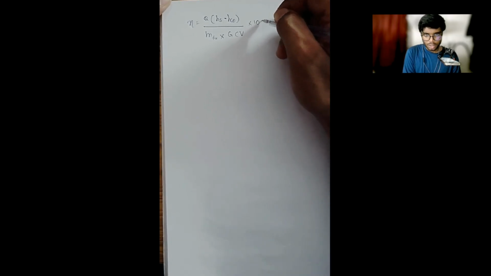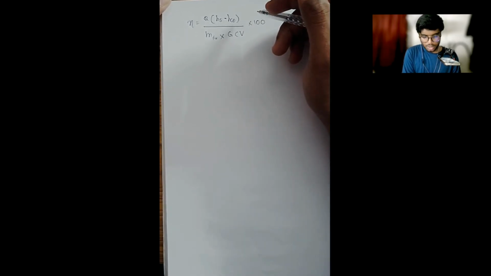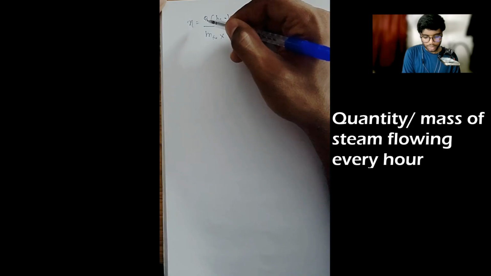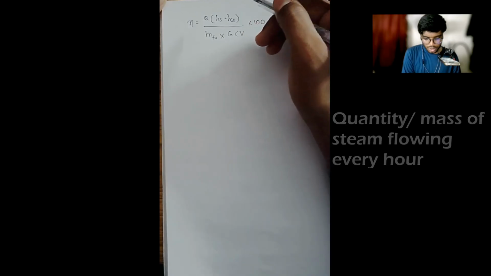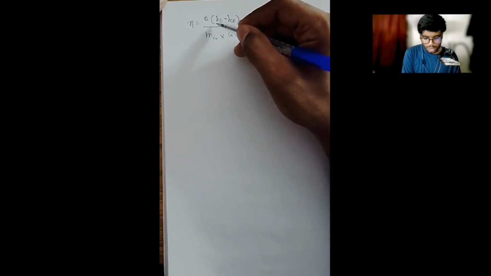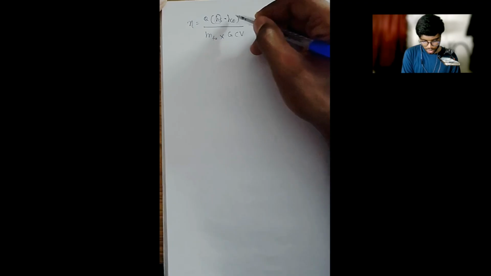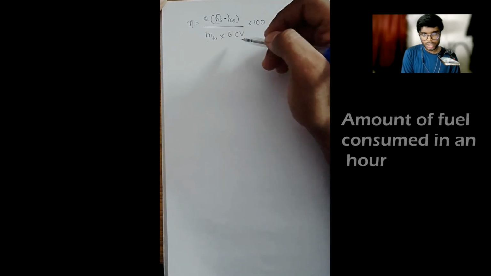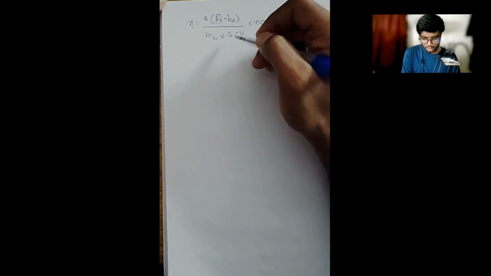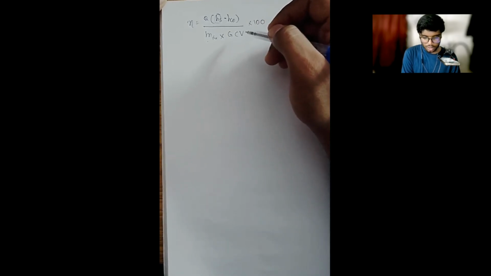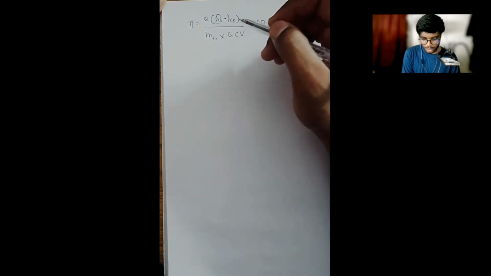From here, we can see Q is the quantity of steam that is generated in kgs for every hour, and as we can see, Hs is the enthalpy of final steam that is generated, and Hw is the enthalpy of feed water. Both of them are in kilojoules per kg, and this is the mass of fuel and gross calorific value of the fuel. Calorific value is the amount of energy that is produced by fuel per kg. This is also in kilojoules per kg.